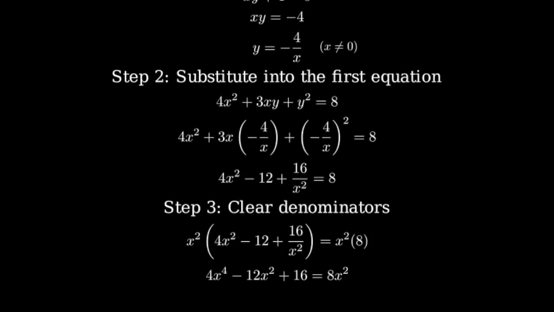Now, let's rearrange this into a standard polynomial form by moving all terms to one side. Subtract 8x squared from both sides. We get 4x to the fourth minus 20x squared plus 16 equals 0. Notice that all coefficients are divisible by 4. Let's divide the entire equation by 4 to simplify it. This gives us x to the fourth minus 5x squared plus 4 equals 0.